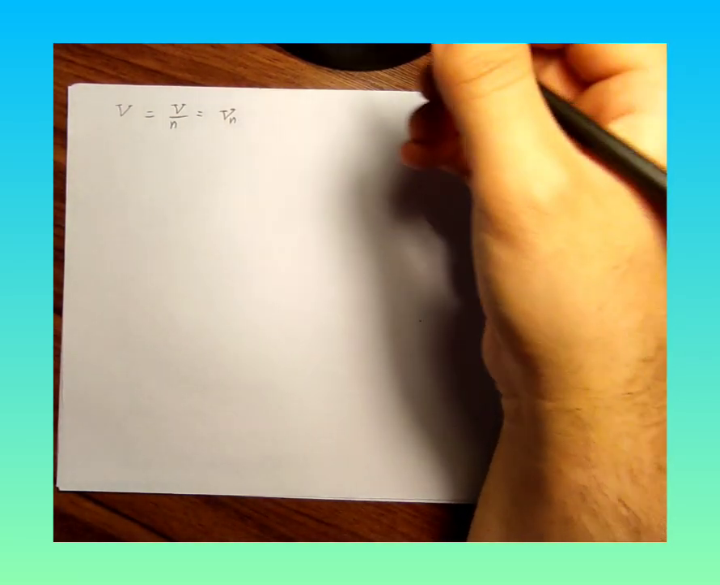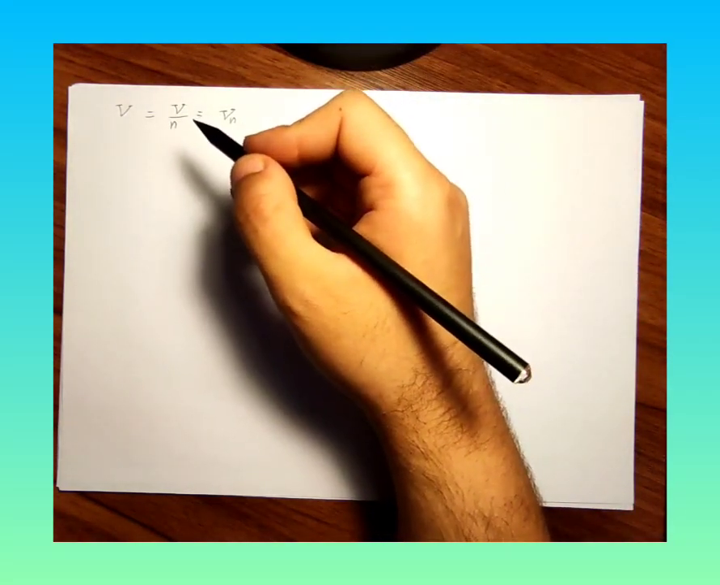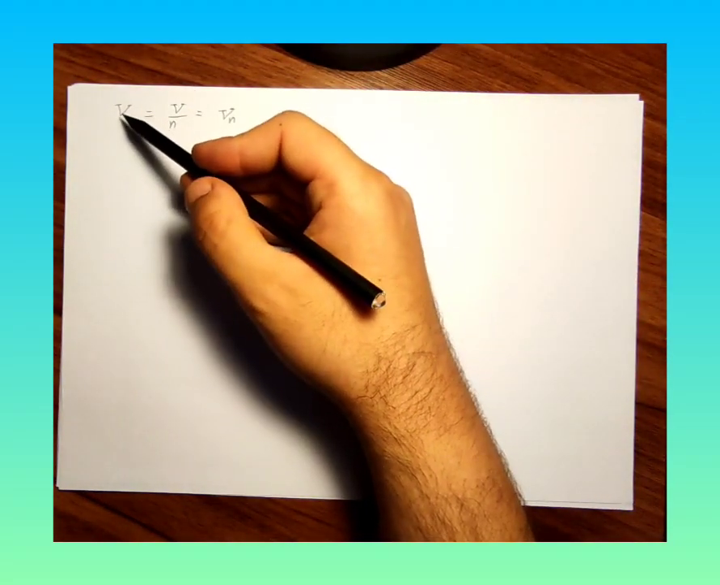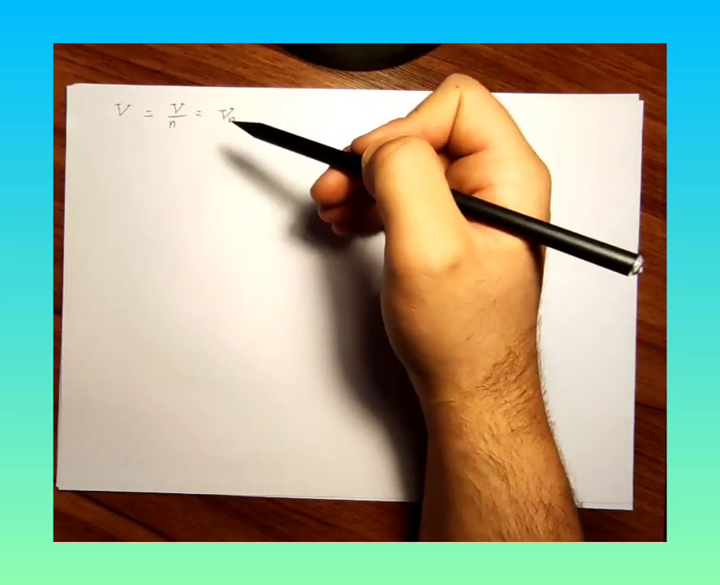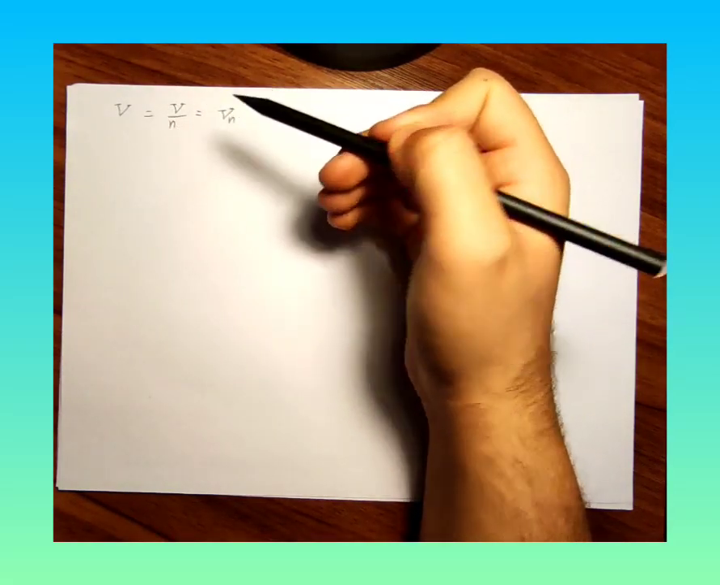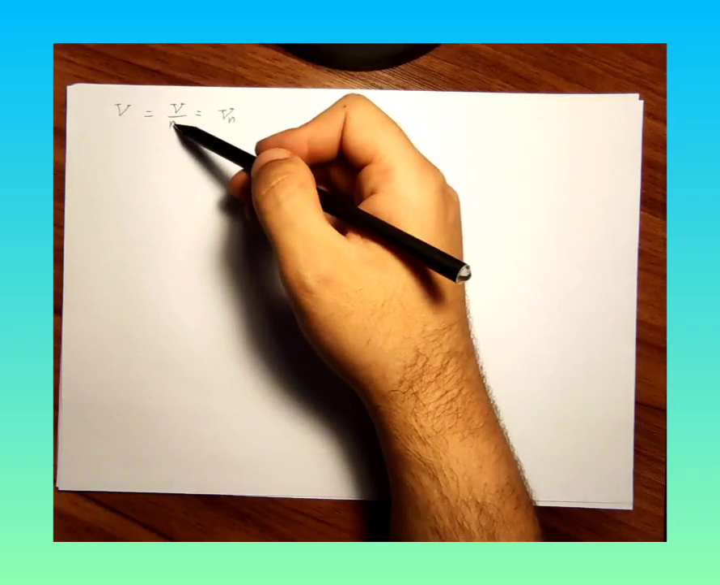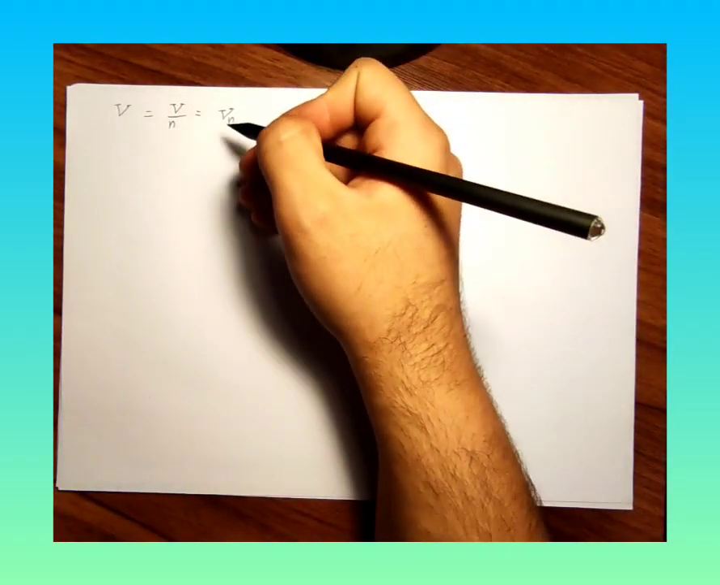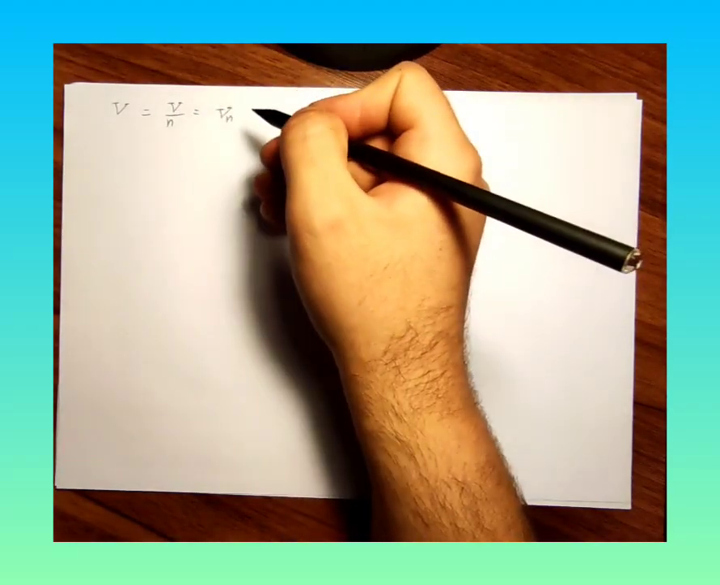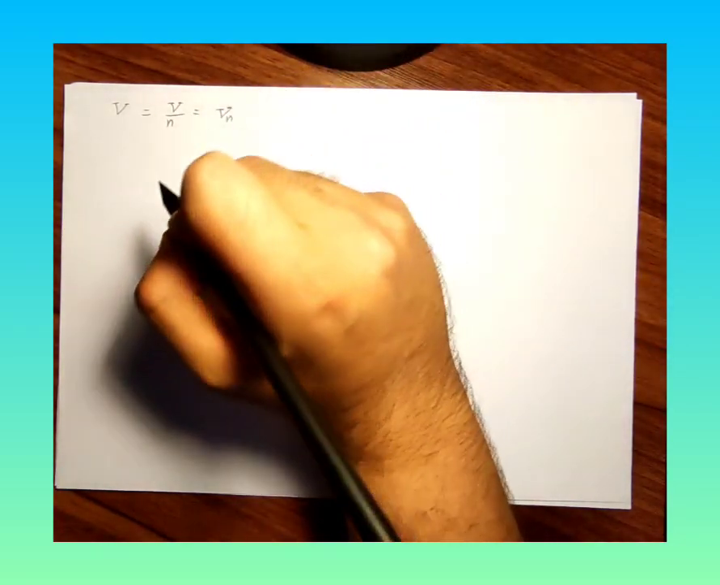At first I want you to memorize that when I say V, I actually mean V divided by N. This is the molar volume. I don't want to carry this N with me, so I define V as the molar volume.